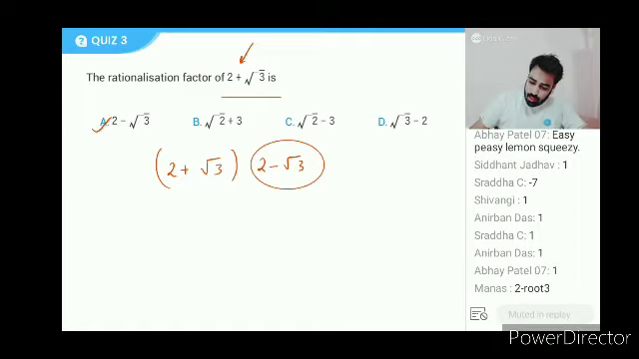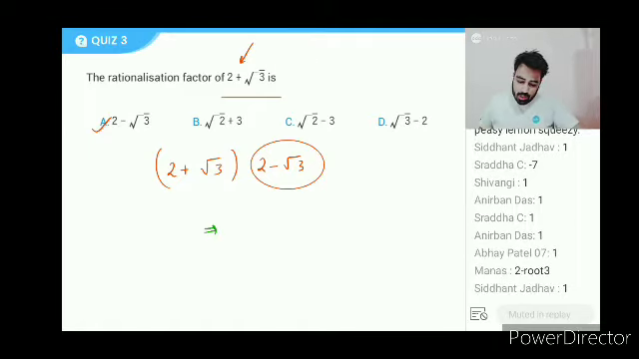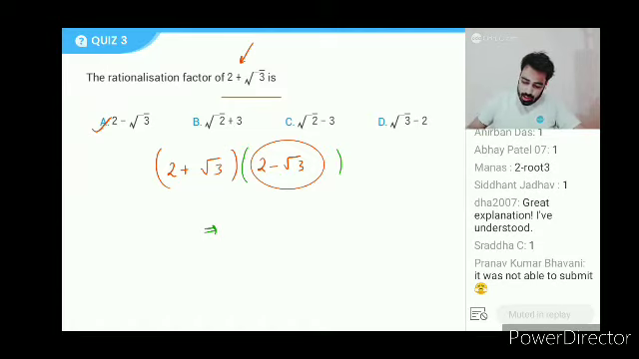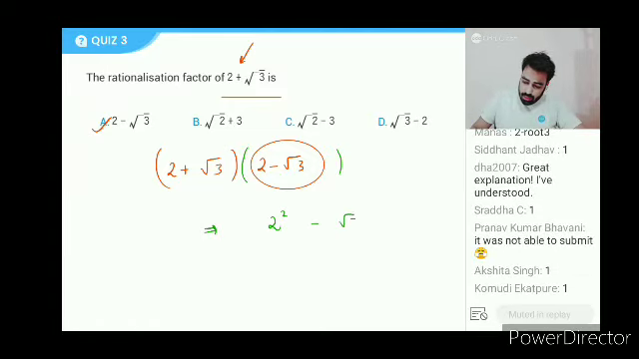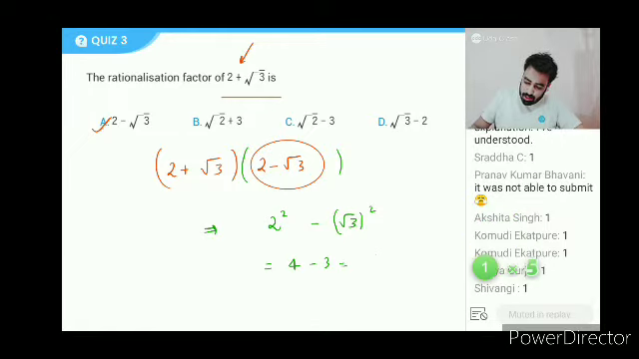Option A. Okay, everyone multiply and tell me what answer you are going to get. 2 plus root 3 into 2 minus root 3, what will be the result? It is, sir, 2 square minus root 3 square. 2 square is 4, root 3 square is 3. That is 1.